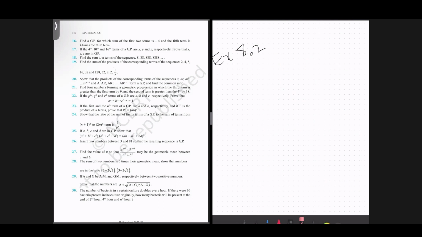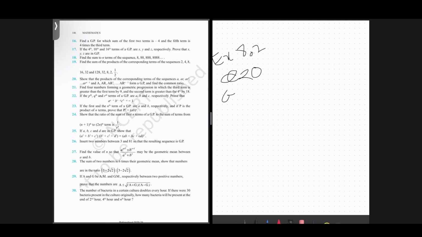In the 20th question, we have to show that the products of the corresponding terms of the sequence a, ar, ar square, and up until ar raised to the power n minus 1, and capital A, capital AR square, up until capital A, capital R raised to the power n minus 1, form a GP, and we also need to find the common ratio, right? So I'm just going to do that by proving that the ratio between each of the consecutive terms in this GP, when you multiply the corresponding terms of these two GPs, is going to be the same, right? So I'm currently solving question number 20.